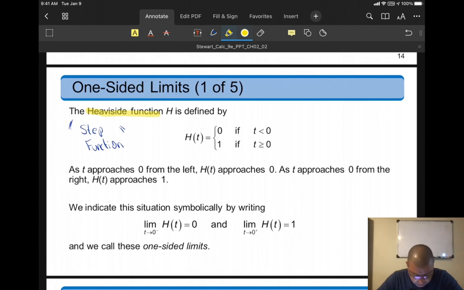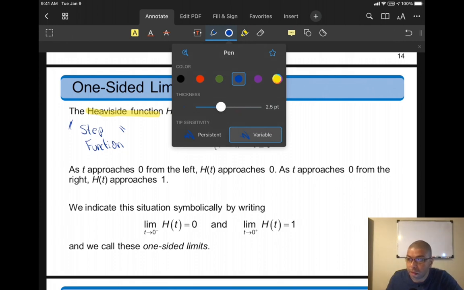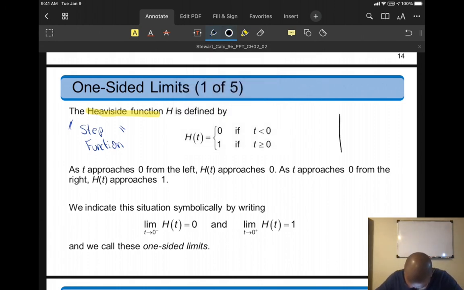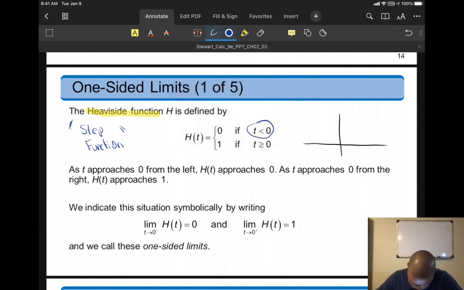And basically, the graph of this, if you were to graph it, let me see if I have a graph on the next page. The graph of this would be something like this. So for t less than 0, the graph is this. And I have an empty circle because this is less than and not less than or equal to. And for t greater than 0, you have 1. This is the graph of the Heaviside function at 0.